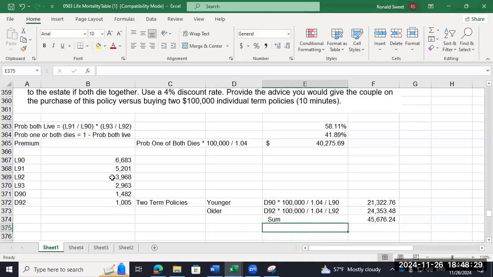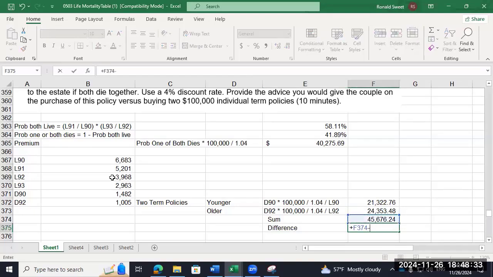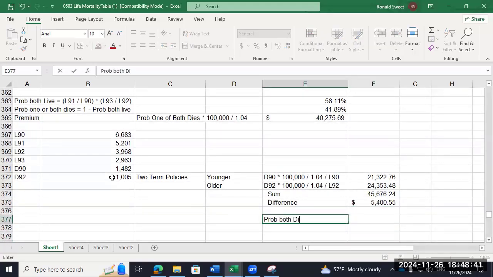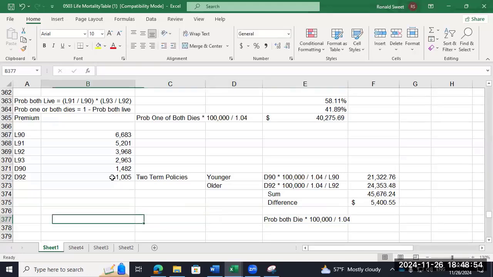What is the difference? The difference is 45,000 minus 40,000. The difference is 5,400. What should that equal? That should equal the probability both die times 100,000 divided by 1.04. What's the probability they both die?